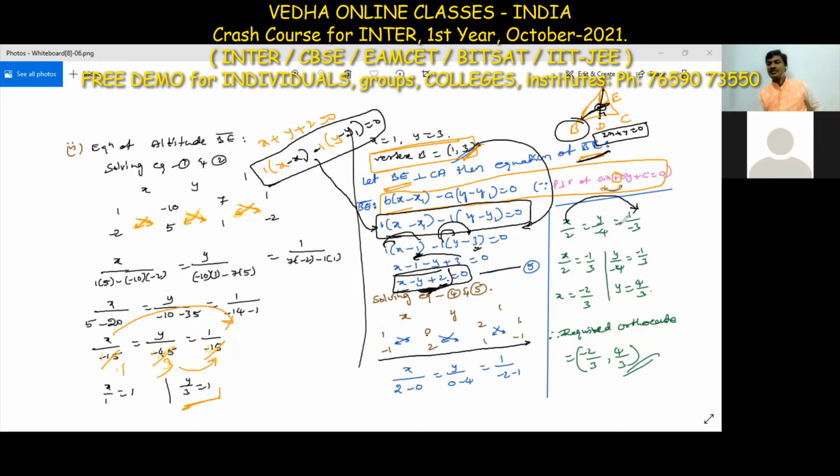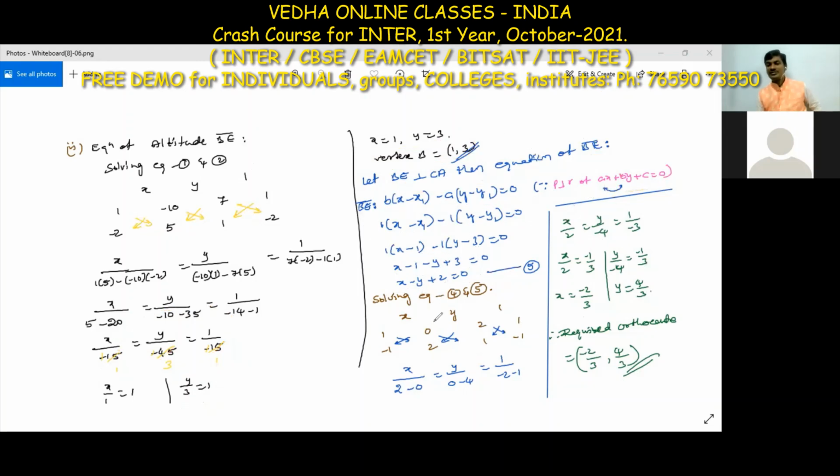Equate the constant to x and y. So x by 2 is equal to minus 1 by 3, y by minus 4 is equal to minus 1 by 3. So x is equal to 2 into minus 1 by 3, which is minus 2 by 3. And y is equal to minus 4 into minus 1 by 3, which is plus 4 by 3. So the required orthocenter is minus 2 by 3 comma 4 by 3. Understood? Any doubt?